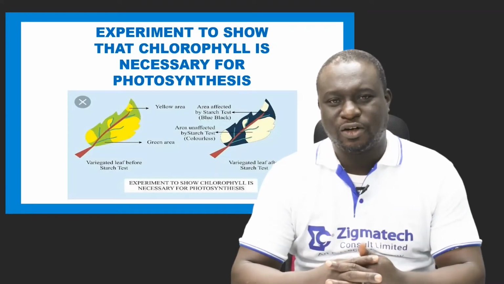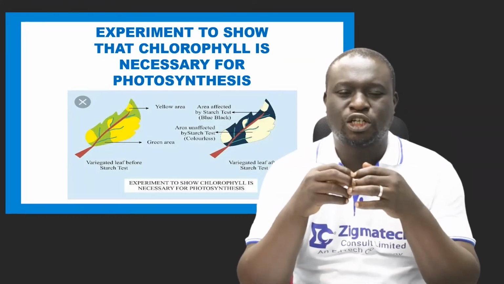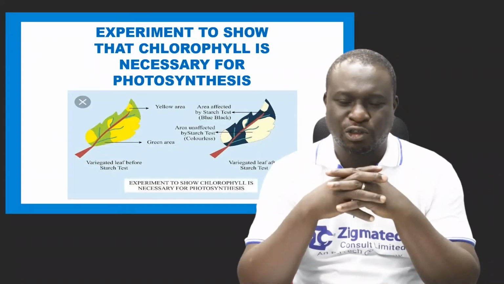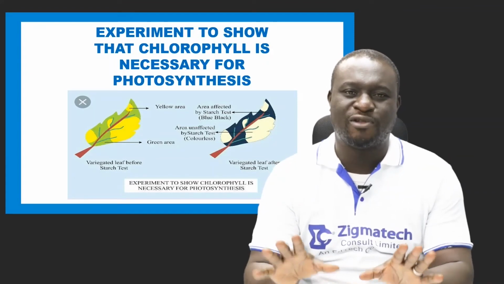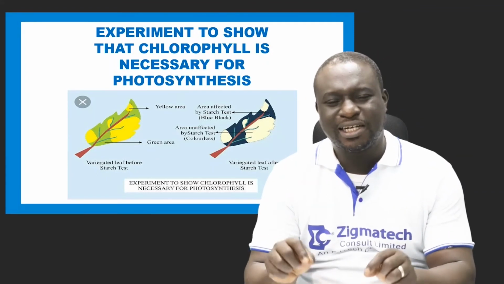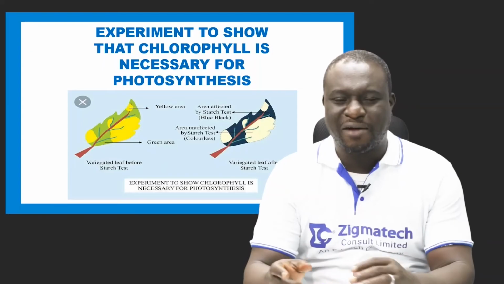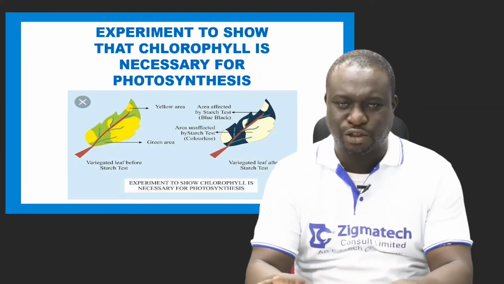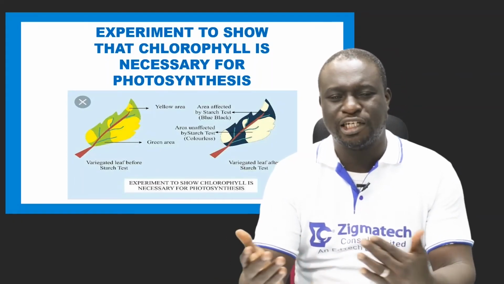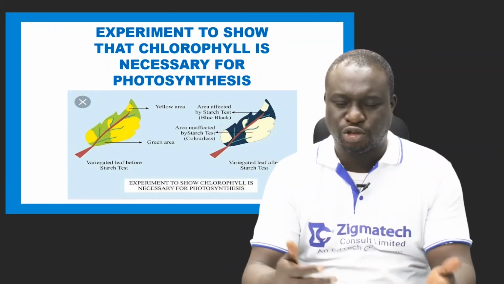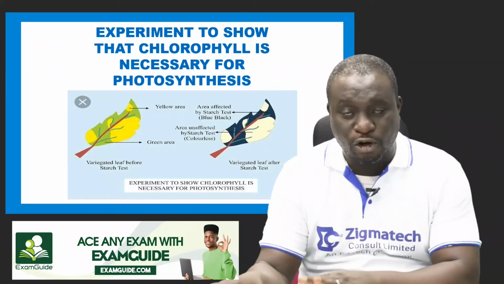We're going to be looking at another experiment, and the experiment is to show that chlorophyll is necessary for photosynthesis to occur. In this experiment, we will be making use of a variegated leaf. A variegated leaf is a leaf that has patches. That means the leaf has green and white patches. In some plants, you have green and yellow. Some of them are green and white and so on. But there must be a green color in the leaf of the plant, okay?